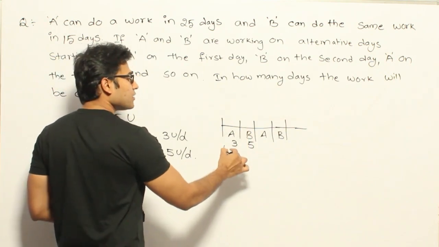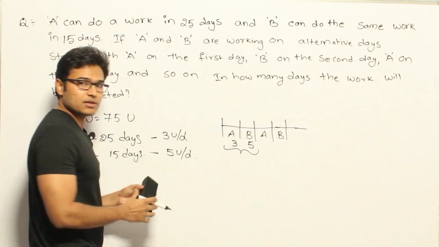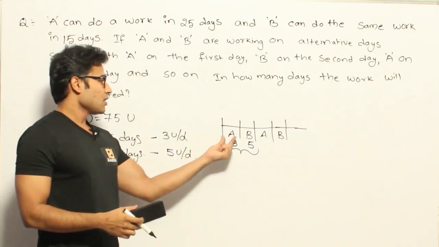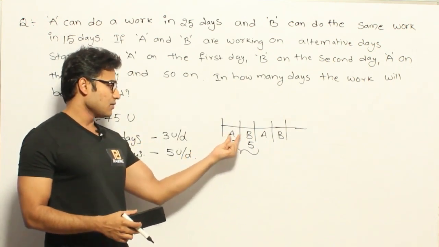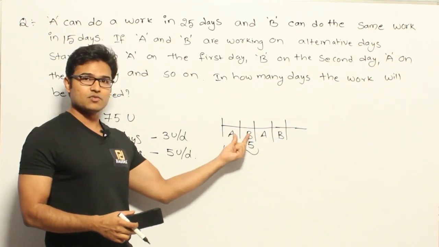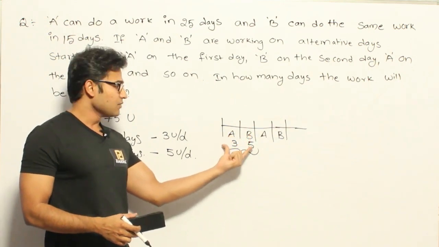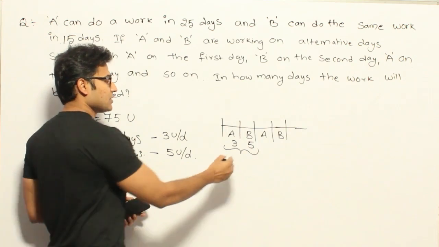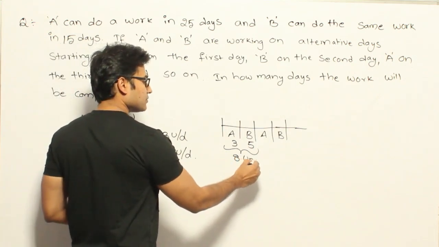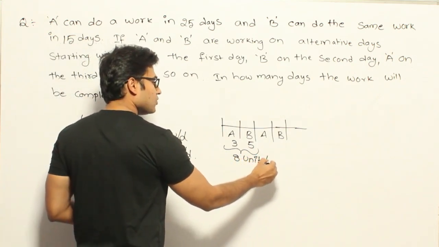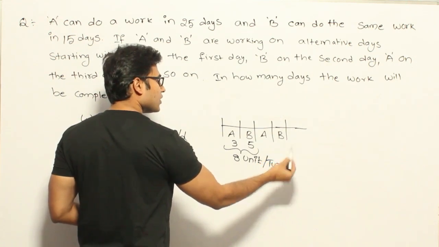Both of them together, let's call it one turn, one after the other. Given one day for A and one day for B, that is what we are calling one turn. In one turn, they are able to finish 8 units, isn't it? Therefore, 8 units per turn is what we are getting.